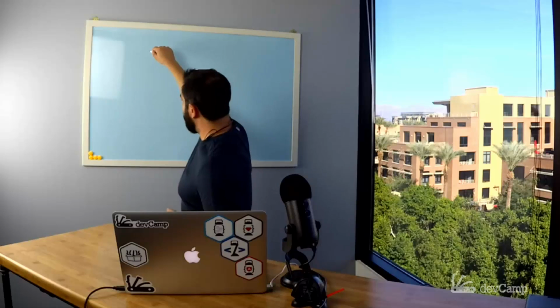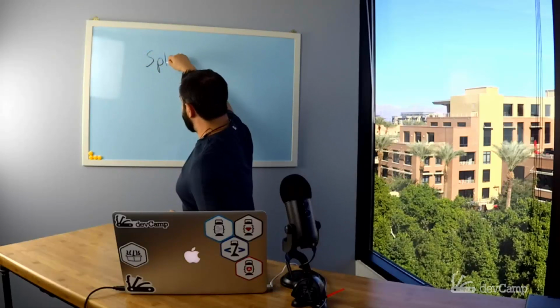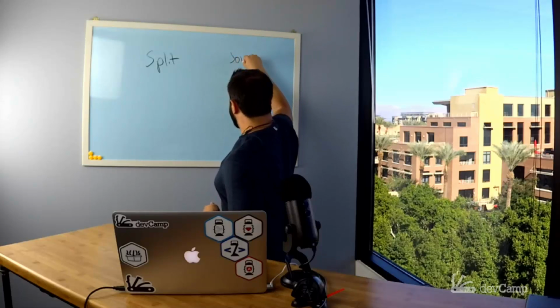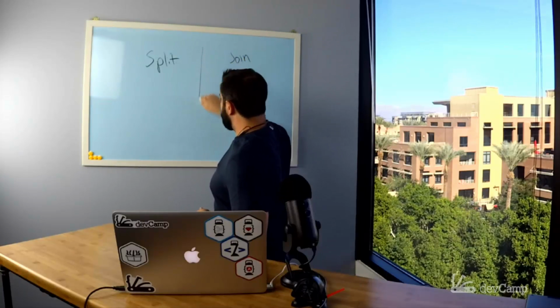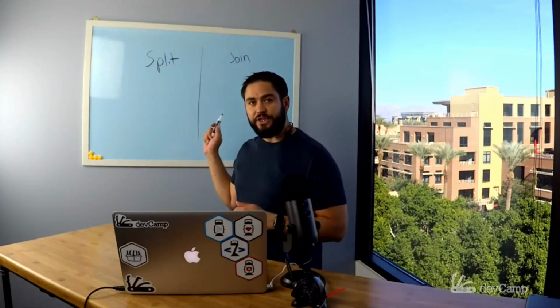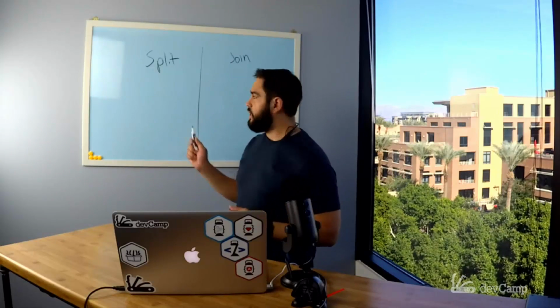Okay, so let's talk a little bit before we get into the code part of the lecture. We're going to talk about split and join. Now these are two pretty similar methods in the way that they are written. However, they actually have the exact opposite kind of functionality.